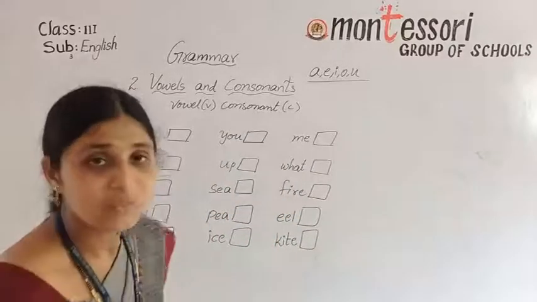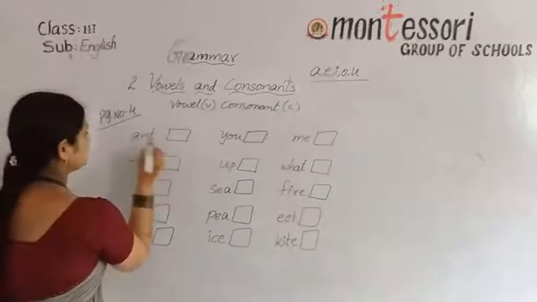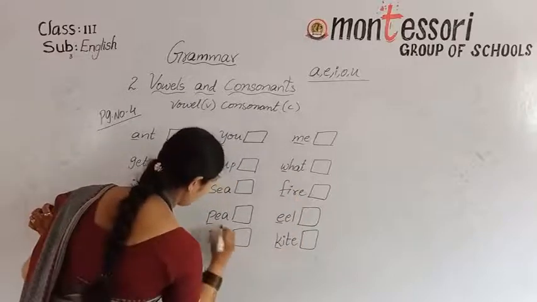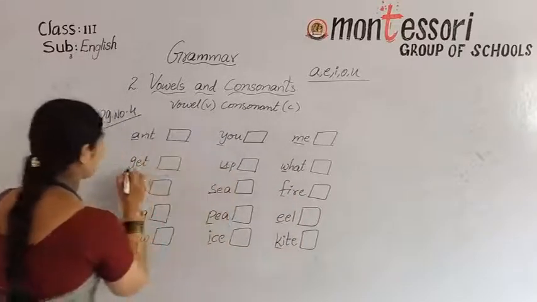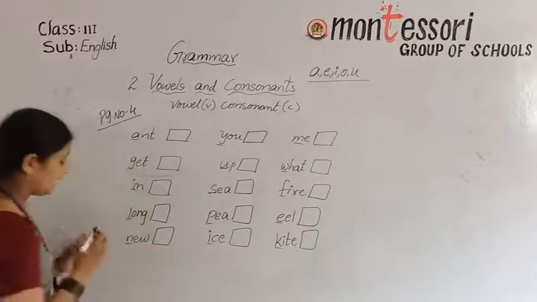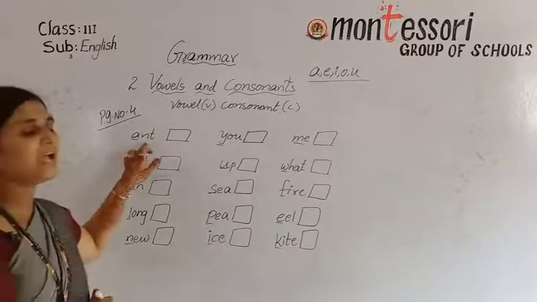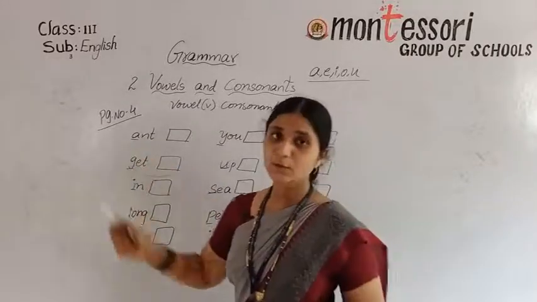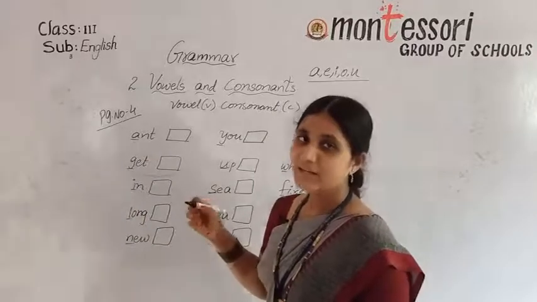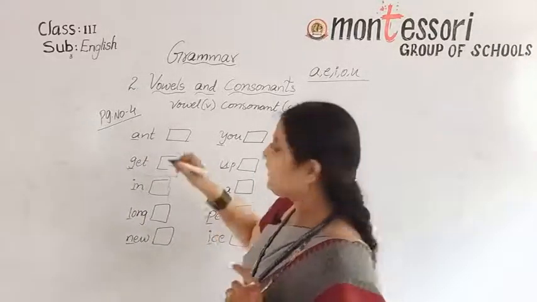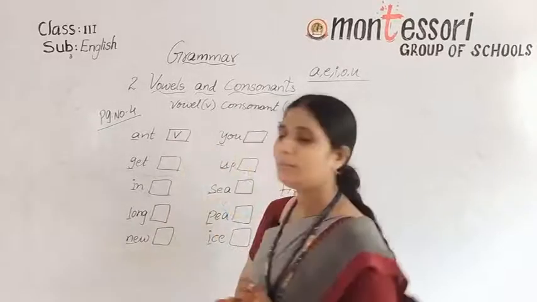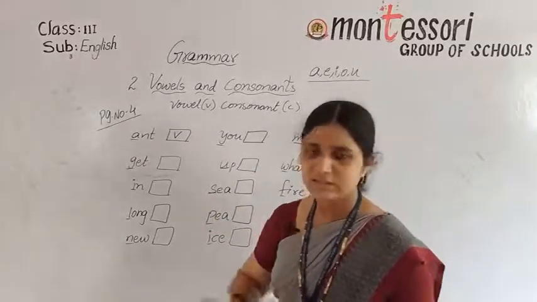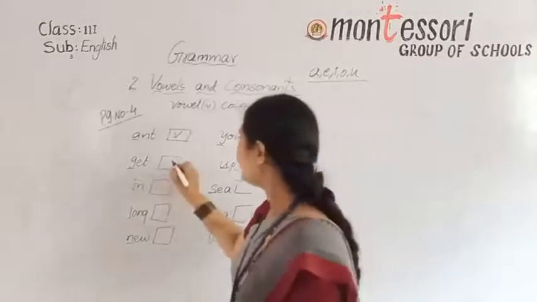Now, what's the first letter? You have to just look at the first letter and identify whether it is a vowel or consonant. Okay? Now tell me, first word, ant. A-N-T, ant. See, first letter is A. Is it a vowel or consonant? It is a vowel. So, what do we have to write? V in the bracket. Okay. Next, get. G-E-T, get. G is a consonant. Then C.